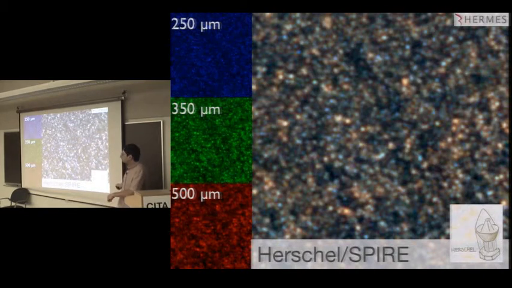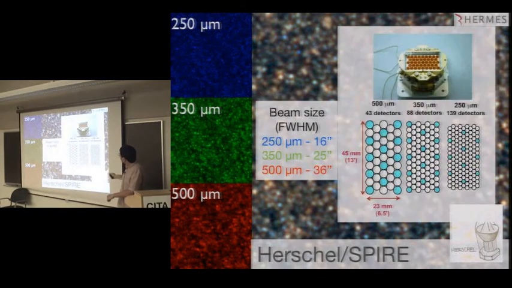Well, there were a few instruments on Herschel, but I'll be talking about SPIRE, which were at 250, 350, and 500 microns. This is a 3-color image. The SPIRE instrument was similar to the one that was used on BLAST. But the takeaway I want you to have here, particularly if you're an optical astronomer, is that the beam sizes were quite big, even for SPIRE, between a quarter and a half an arc minute.